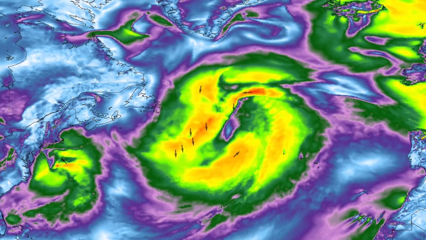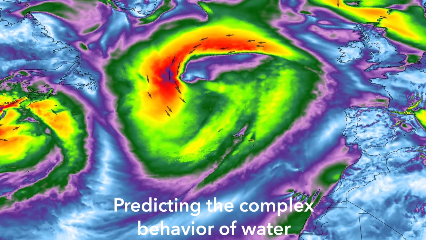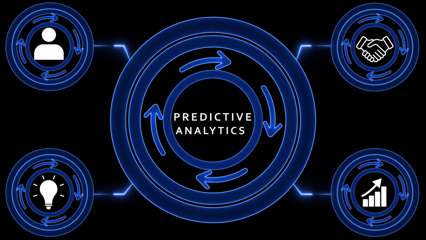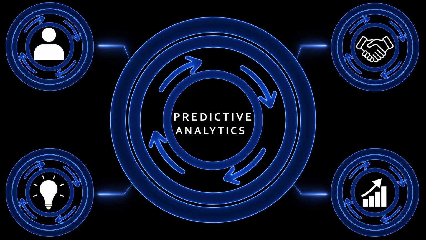Hydrology is no longer just about measuring rainfall. It's about predicting the complex behavior of water in a rapidly changing climate. Advances in geospatial data science and AI, though, are giving us tools to better protect people and communities.